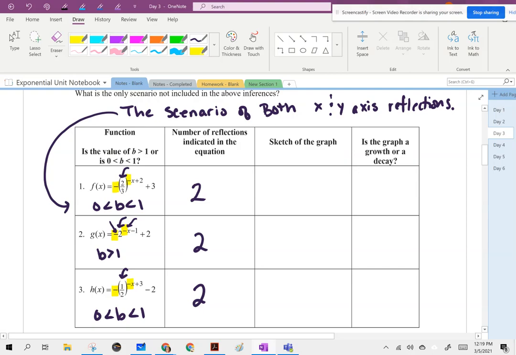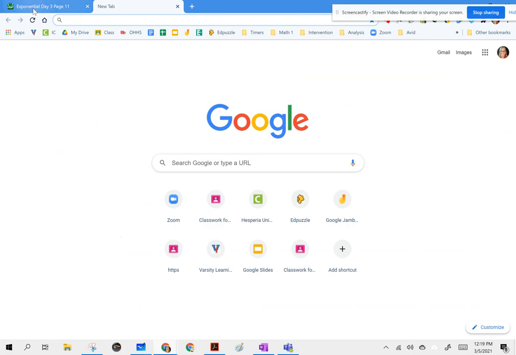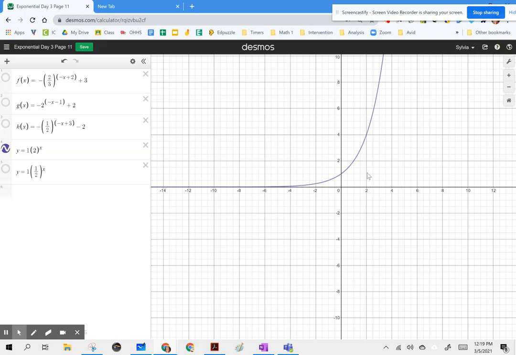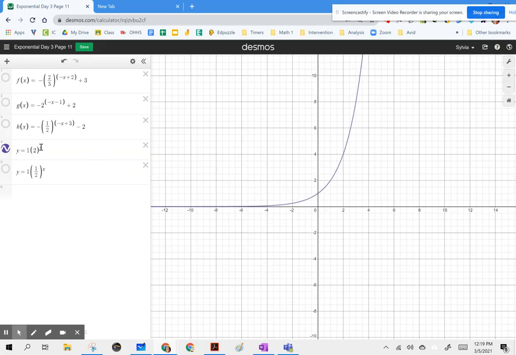And now it's asking us to sketch the graph. And so that's where I'm going to ask you some questions based on the Desmos graph that I have here. Give me 1 second. All right. Let's take a look at a couple of scenarios. Let's take a look at this normal exponential graph right here. I'm going to add a reflection, and I want you to tell me which axis it reflects across. All right. So I'm adding a negative. Let me get my keyboard up.